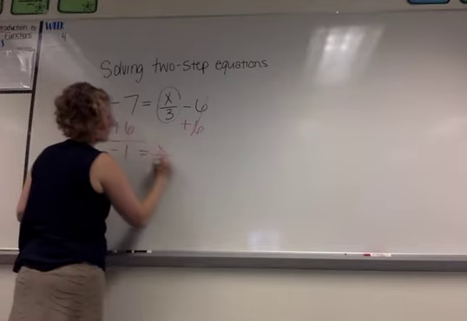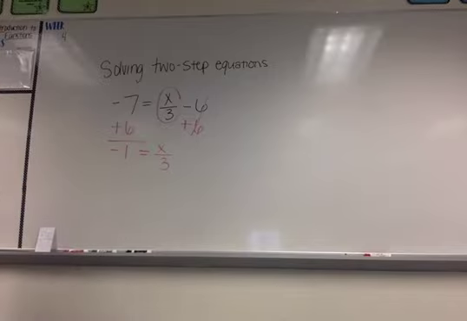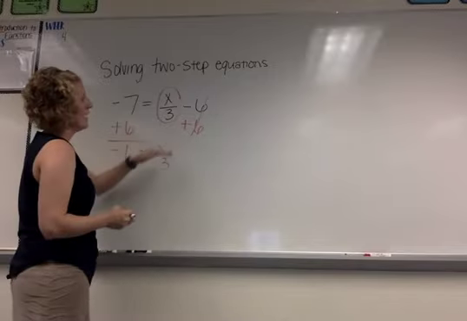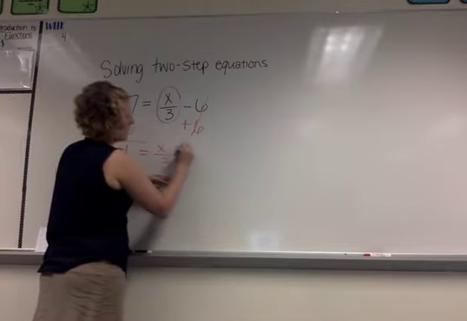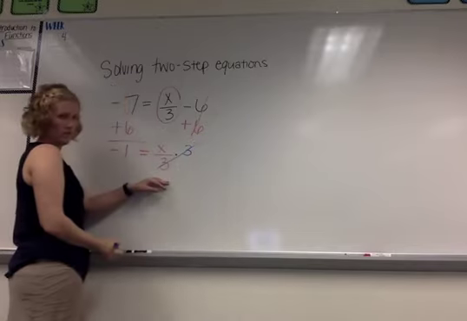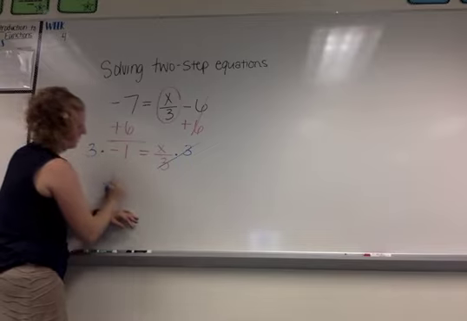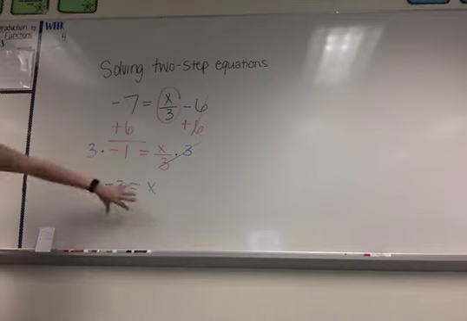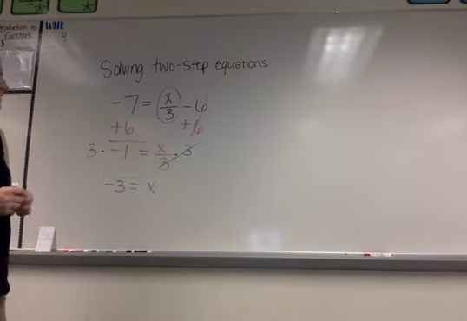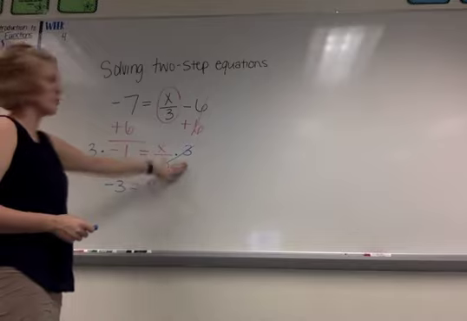Equals x over 3, or x divided by 3. Okay, again, this is the second step. I've already added. Now I need to do the inverse of x divided by 3, so I would need to multiply by 3. The 3's would cancel, and then I would need to multiply by 3 over here. 3 times negative 1 is negative 3 equals x. And remember, it doesn't matter the order you write it in. X equals negative 3 is the same thing. Okay, so notice we did addition first step and then multiplication second step.